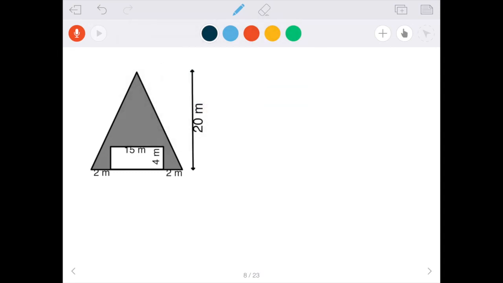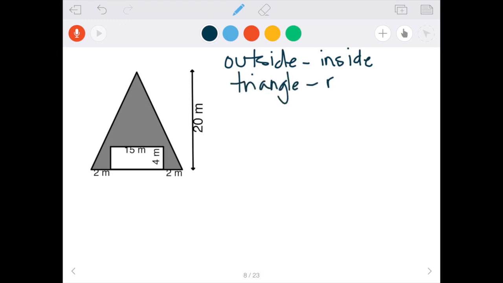All right, let's talk about this guy. So it's going to be, remember, outside minus inside. Our outside shape is a triangle. Our inside shape is a rectangle. So we're going to do triangle minus rectangle. The area of a triangle, if you look on your formula sheet, is 1/2 base times height. The area of a rectangle is length times width.